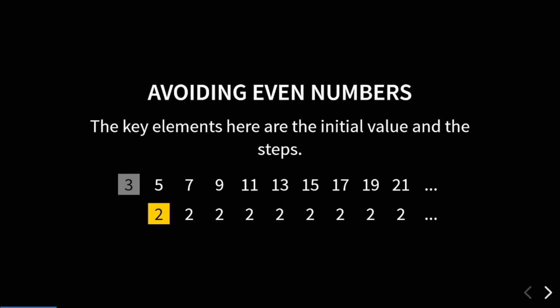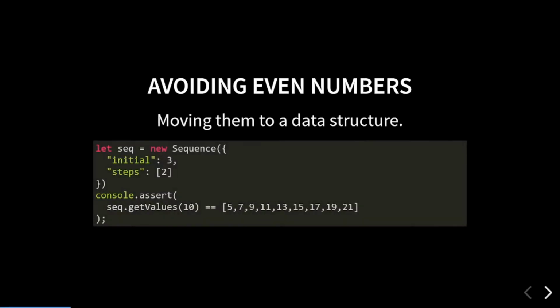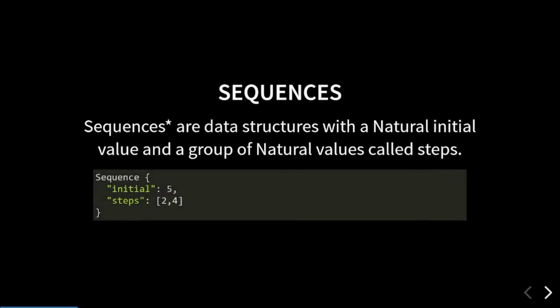Let's give a name for those two numbers. The initial value is 3, and the step is 2. We can move that to a data structure. The initial and the step now are like a JSON-like object. And what we want to get is that sequence from these two values, basically adding the 2 on the initial again and again. Let's define those sequences as a data structure with a natural initial value and a group of natural values that we are calling steps.